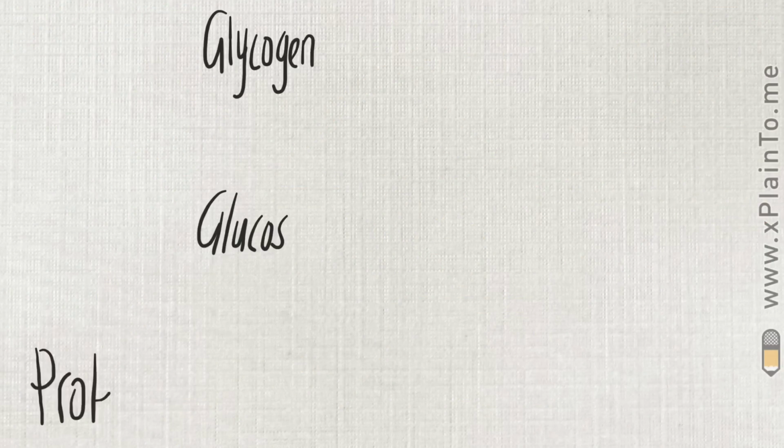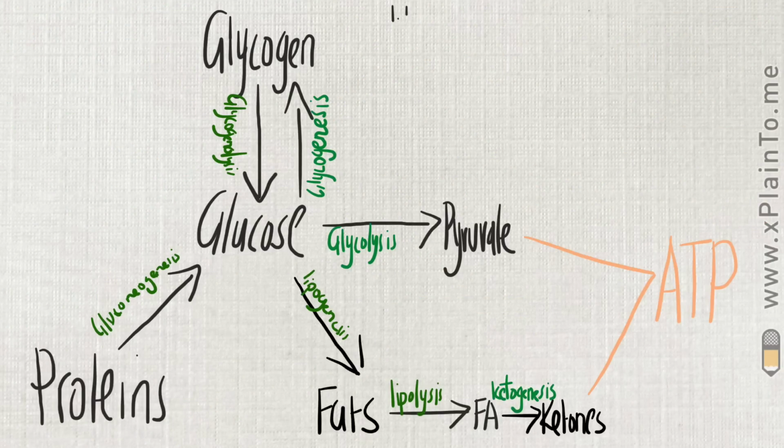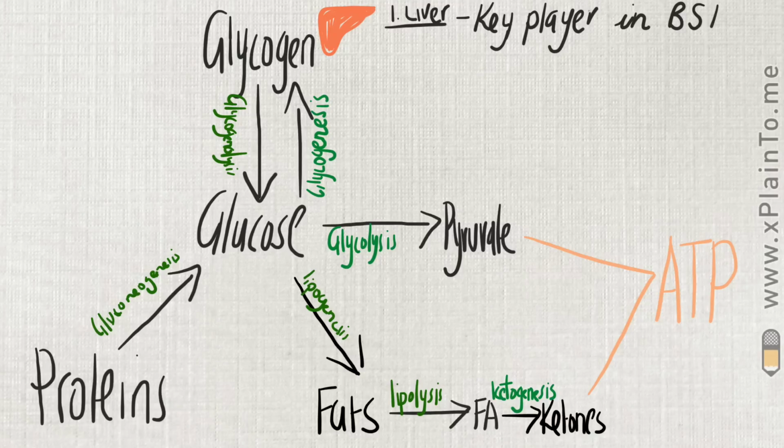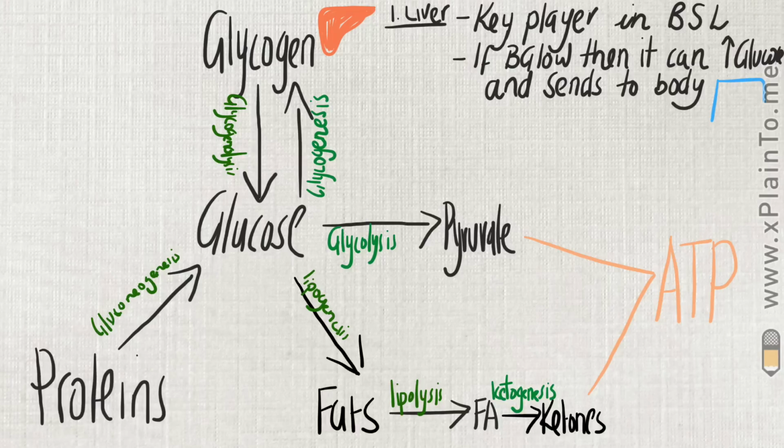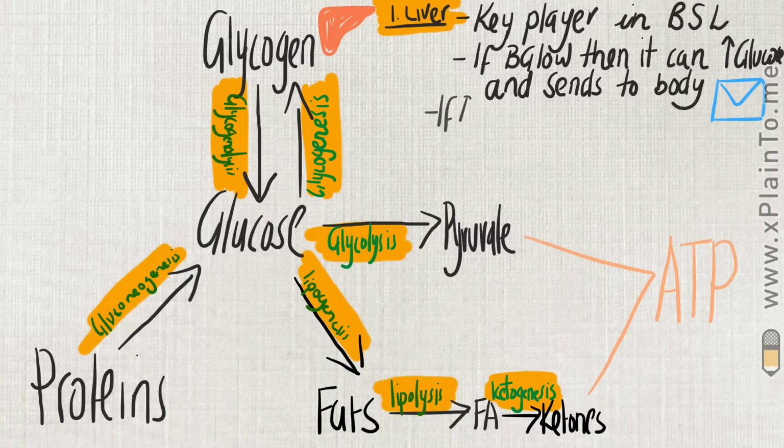Now, where do all these pathways happen? The liver has the capacity to do all of them. The liver is therefore a key player in blood sugar regulation. If it creates glucose, it sends it out to the body to feed the cells. If the body doesn't need glucose, it packages it all up and sends fatty acids into the bloodstream so the fat cells can store them.